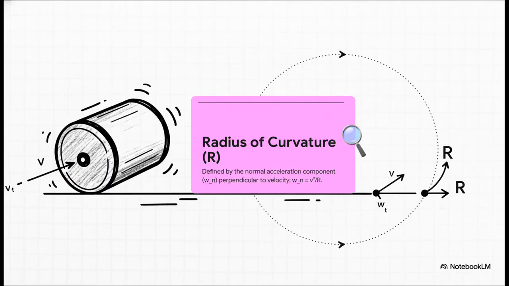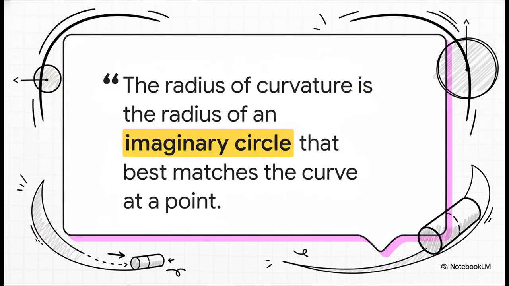Well, this right here, this is the magic formula. This is the bridge that connects the two. It defines the radius of curvature, which we write as a capital R. But you have to be really careful here. Notice the little n on the acceleration? That stands for normal. This formula doesn't use the total acceleration, it only uses the part of the acceleration that is perfectly perpendicular to the object's velocity at that exact instant. That's the key.